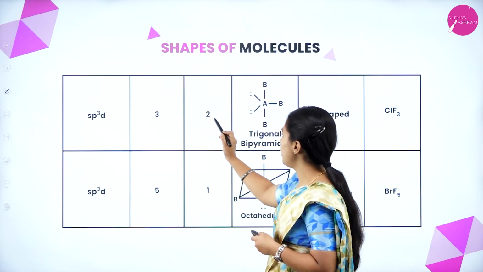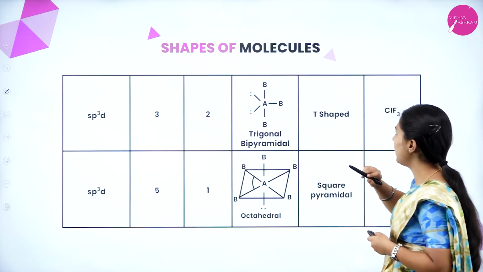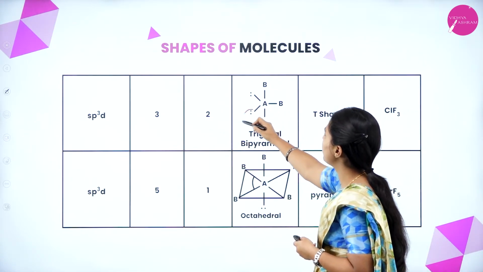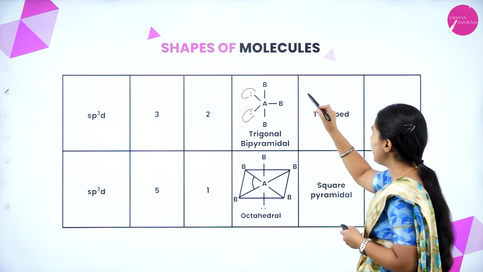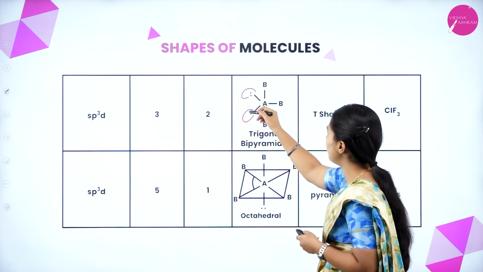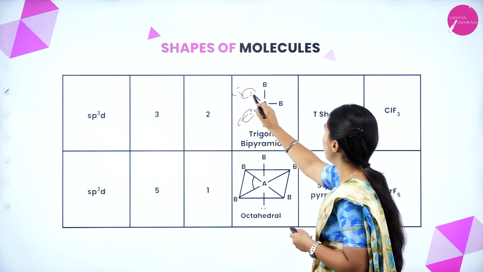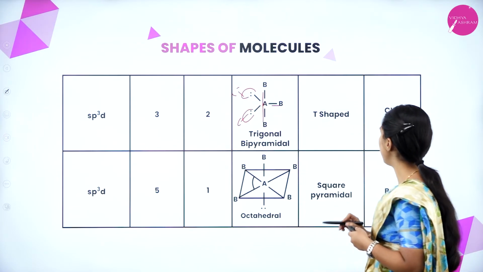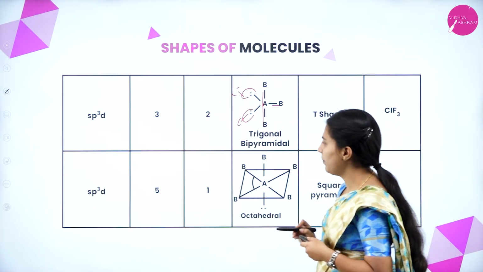sp3d, 3 bond pair, 2 lone pair, trigonal bipyramidal, but due to this repulsive nature, it will form T shape. Okay, it will pull in this direction. What will form? It will form T shaped, that is ClF3.